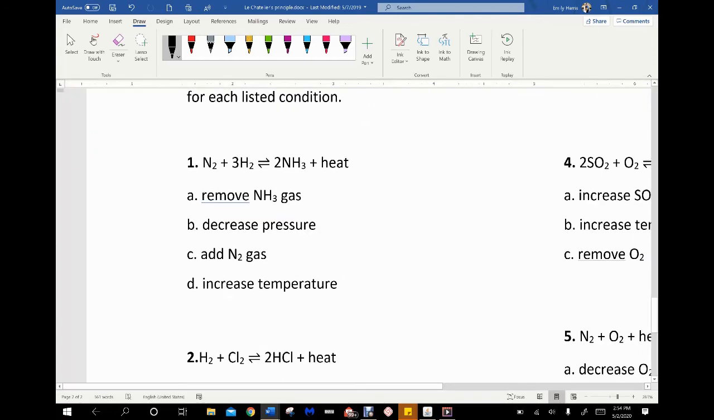All right, so let's take a look at this reaction right quick. So this one says, what would happen if we remove NH3 gas? So we're losing one of our products, so we need to replace it.